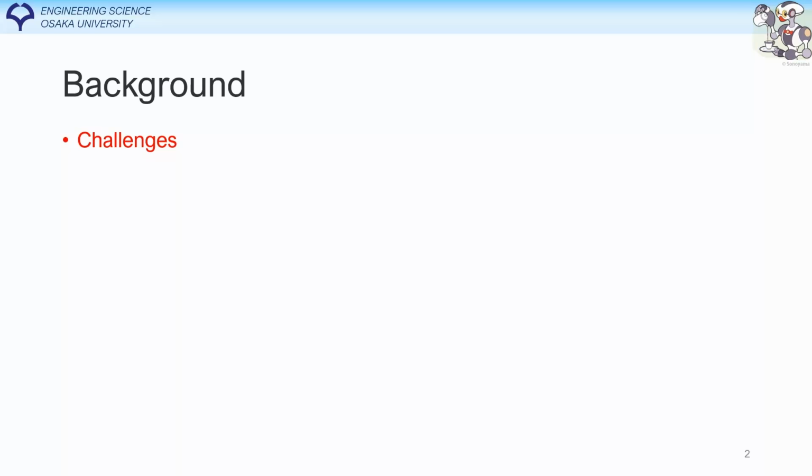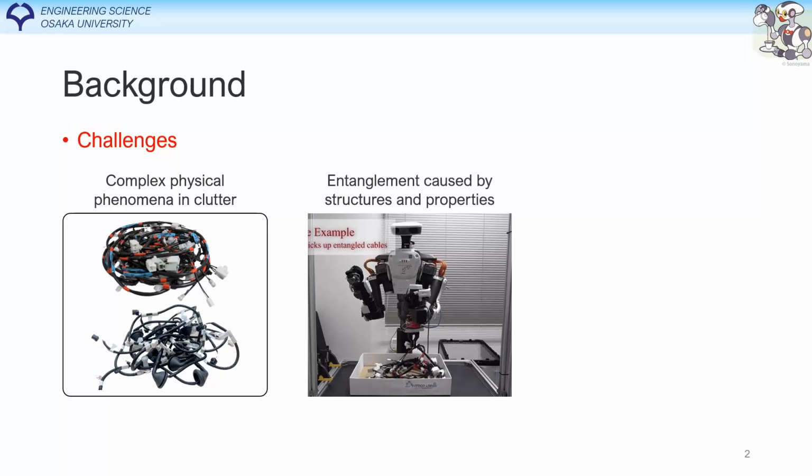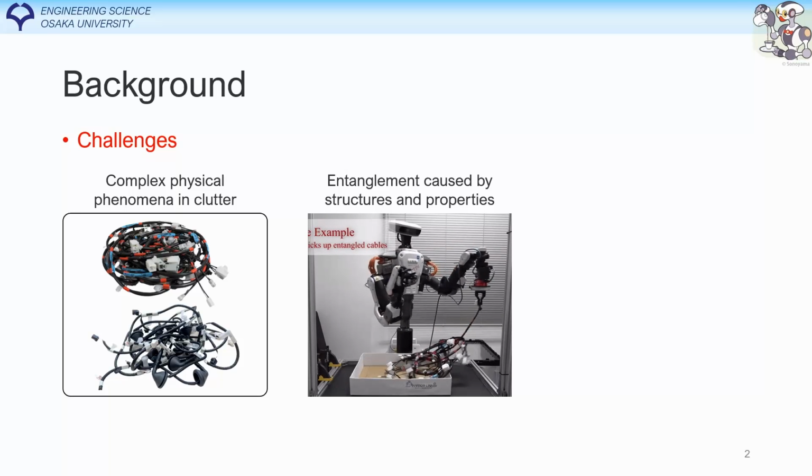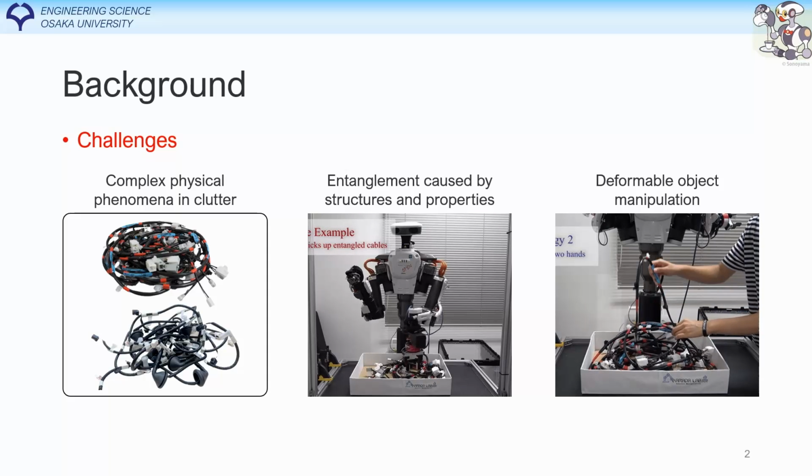Wire harnesses pose challenges in bin picking. First, physical phenomena in heavy clutter are complex. They are also easily entangled with each other. Manipulating such long and flexible objects is still an open problem.